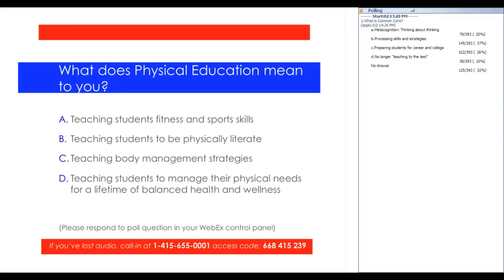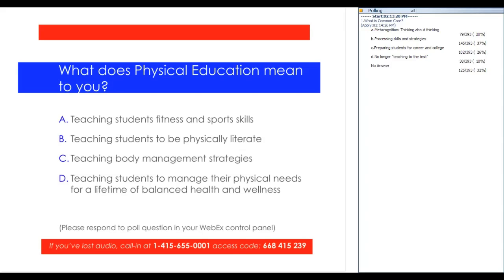Well, here are our poll results. Wow, 68% of you chose D. There are 23% of you who had no answer, sprinkled out above the others. So teaching students fitness and sports skills is part of physical education. So is teaching students to be physically literate, teaching body management. But D, the one that most of you chose, is teaching students to manage their physical needs for a lifetime of balanced health and wellness.